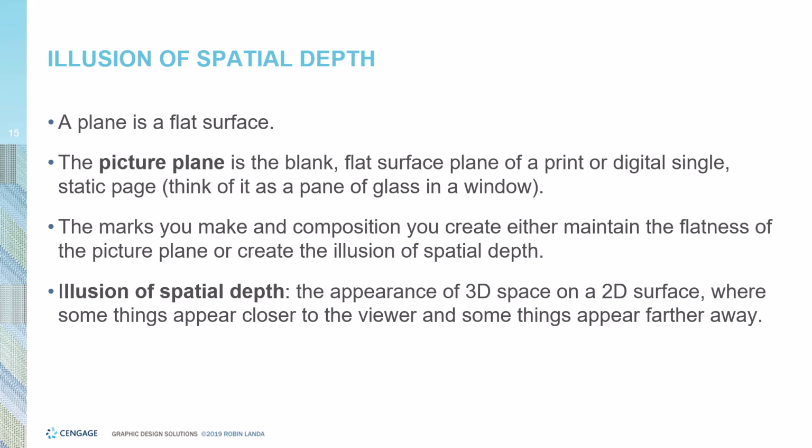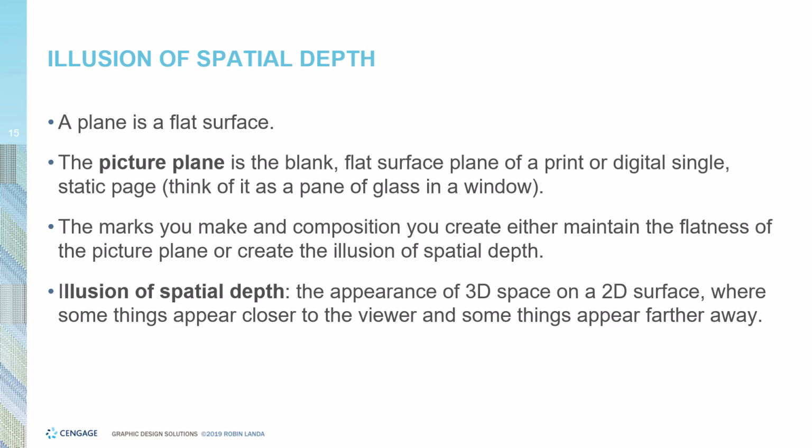A plane is a flat surface, and the picture plane is the blank flat surface plane of a print or digital single static page. When you set out to compose on a two-dimensional surface like the screen or a piece of paper, you start with the picture plane. As soon as you make a mark, draw a line, place a letter form, or any other graphic element on that surface, that mark interacts with the picture plane and the parameter of the format.